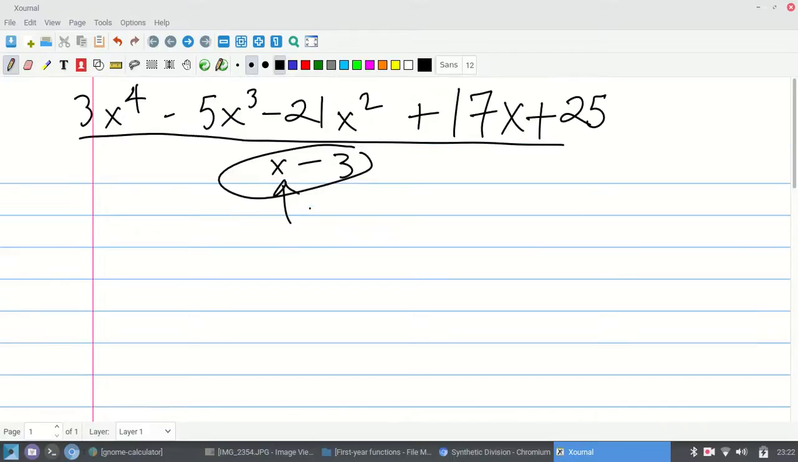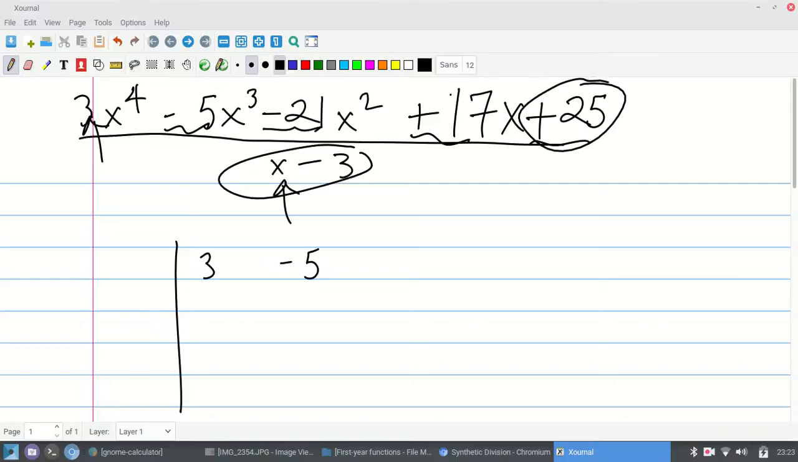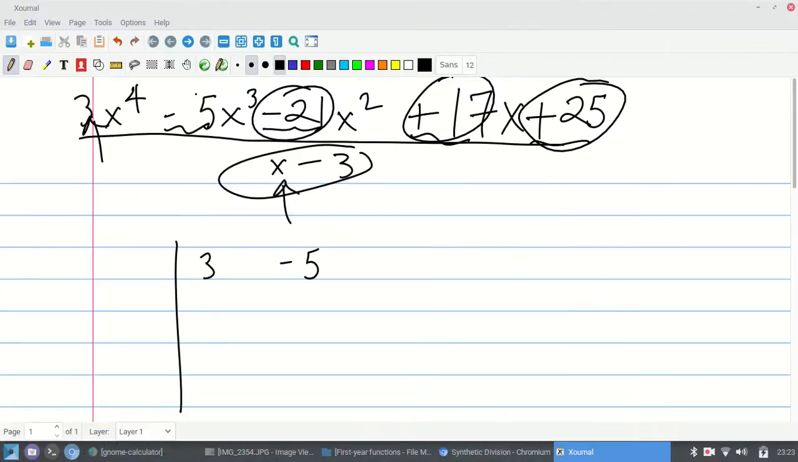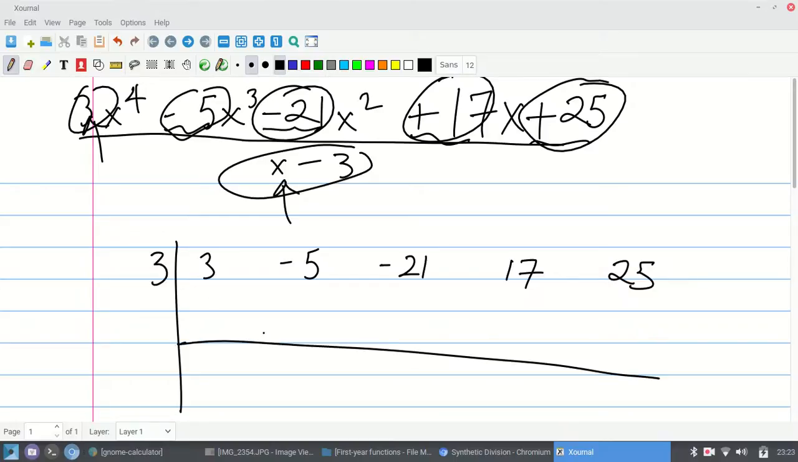So here's what I do. I line them up. So I go 3, negative 5. I'm taking the coefficients in front of my variables, right? So this guy, this guy, this guy, this guy, and this guy. So negative 5, negative 21, 17, 25. This is my first go at synthetic division, believe it or not.